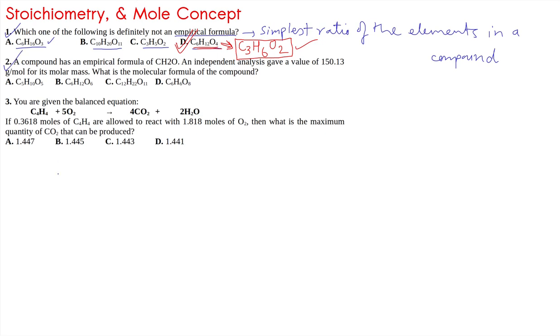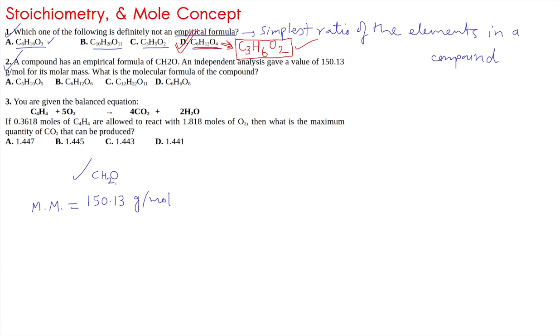The second question says a compound has an empirical formula of CH2O. That is the empirical formula given, and it says an independent analysis gave a value of 150.13 gram per mole for its molar mass. So the molar mass of the compound is 150.13 and the empirical formula is CH2O.